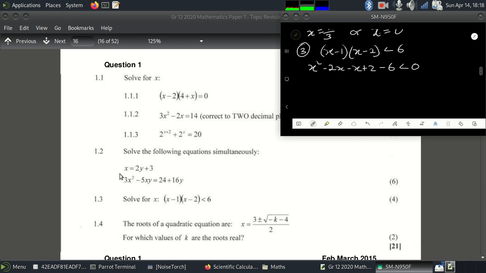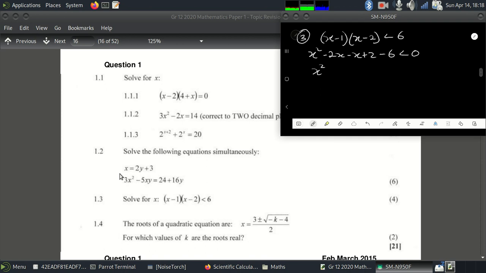Okay, then we can simplify this, of course. So the x squared doesn't simplify for obvious reasons. However, the negative 2 and the negative 1 would give us a negative 3x. And then 2 and the negative 6, if you do this from the calculator or from the top of your head, you should get a negative 4. And this is still said to be less than 0.